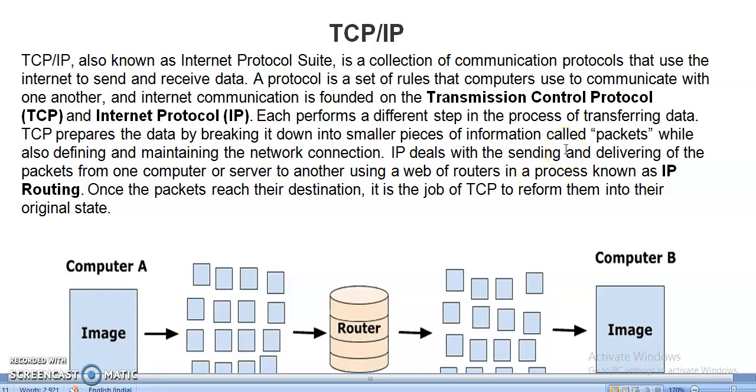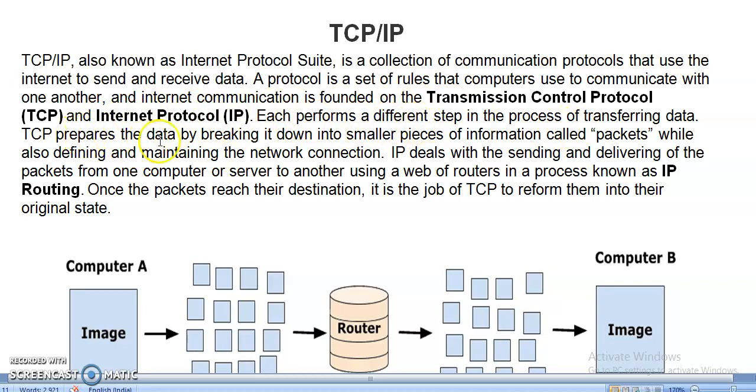I've made these notes for you: TCP/IP, also known as the Internet Protocol Suite, is a collection of communication protocols that use the internet to send and receive data. A protocol is a set of rules that computers use to communicate with one another, and internet communication is founded on the transmission control protocol and internet protocol. Each performs different steps in the process of transferring data.